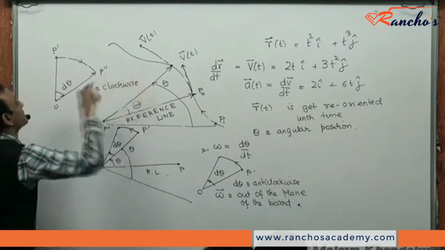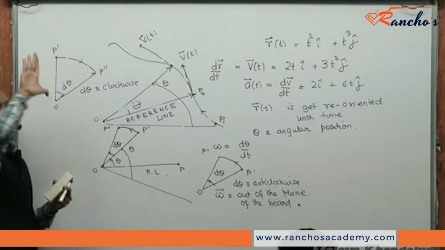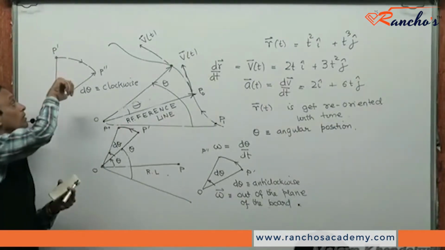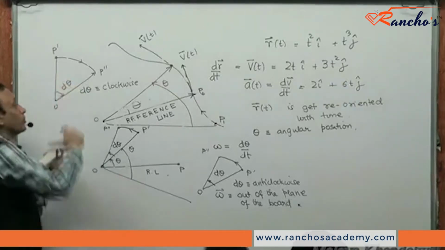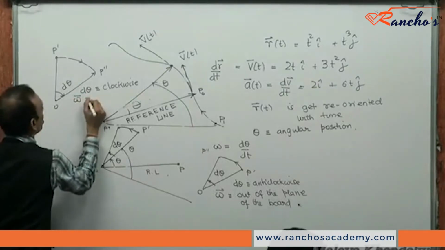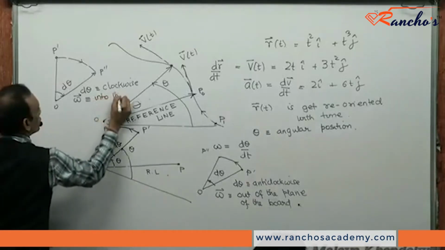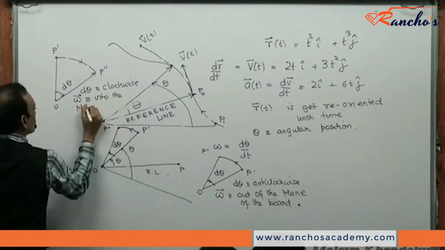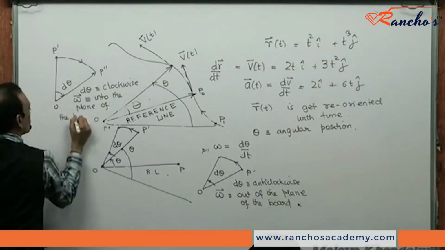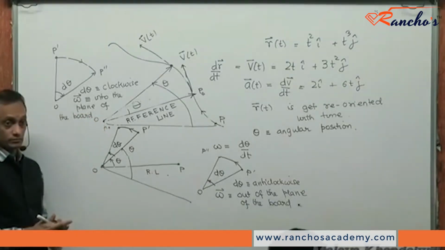If the angular displacement is clockwise, we again say, curl your fingers in the sense of d theta. Right hand, don't use your left hand. The thumb goes into the plane of the board. So in this case, omega, the angular velocity vector, would be into the plane of the board. That's the direction of omega.